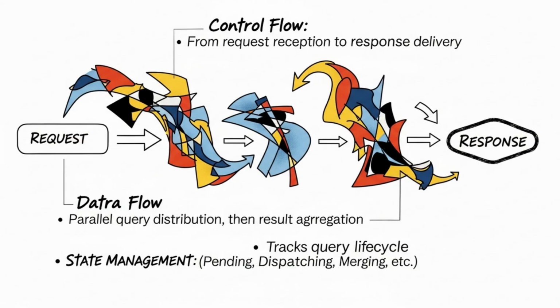This leads into the data flow patterns. Initially, parallel query distribution to all relevant shards, followed by our results aggregation phase where each shard returns its sorted data, and the merge engine assembles the final timeline. Throughout this process, state management tracks the query's lifecycle, moving through states like pending, dispatching, collecting, merging, and completed, ensuring we can monitor and handle any errors. This structured approach guarantees a smooth and efficient timeline generation.